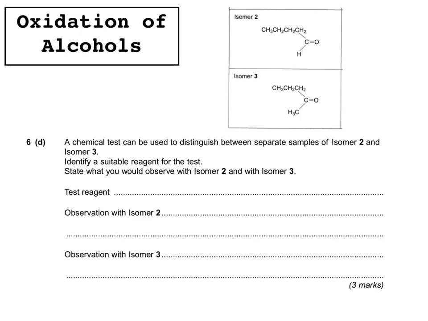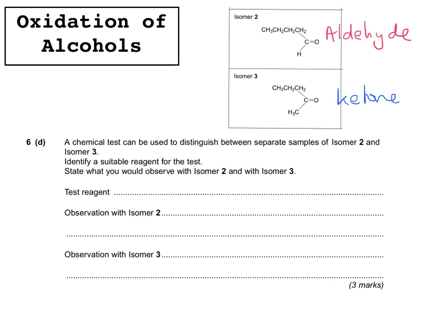This next question is a tests question. A chemical test can be used to distinguish between separate samples of isomer 2 and isomer 3. So there's isomer 2, there's isomer 3. Identify a suitable reagent for the test, and state what you'd observe with isomer 2 and isomer 3. So first you've got to figure out what these compounds are. Now you can see this has a C=O double bond and an H, so this is an aldehyde. And this isomer 3 has a C=O group, but either side is flanked by just carbons. So this is a ketone.